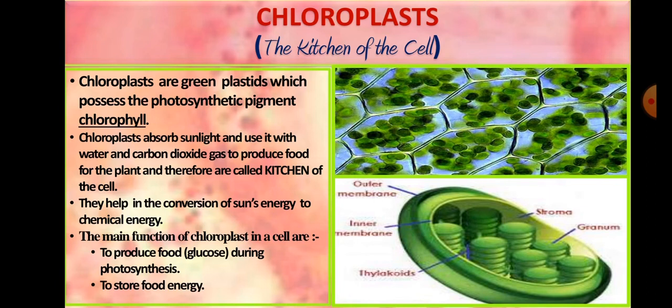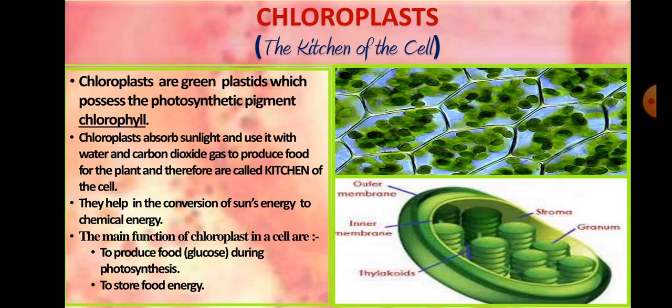Now, what does a chloroplast do? Chloroplast absorbs sunlight and uses it with water and carbon dioxide gas to produce food for the plant, which is glucose, as a result of photosynthesis. This glucose can later be stored in the form of starch after converting it into starch. So therefore, for a plant cell, this is the kitchen of the cell.